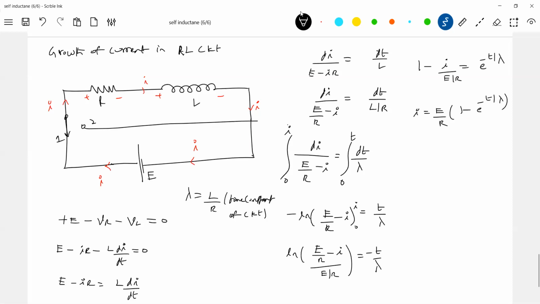So look at now, the current through the coil increases exponentially. Say why again, what is R? R is the resistance of the connecting wire or the resistance of the coil itself.